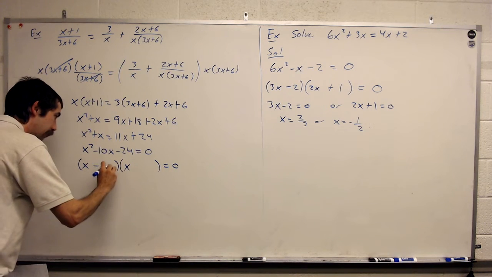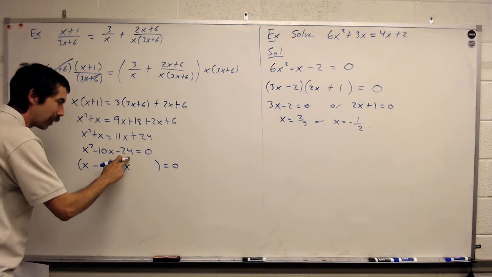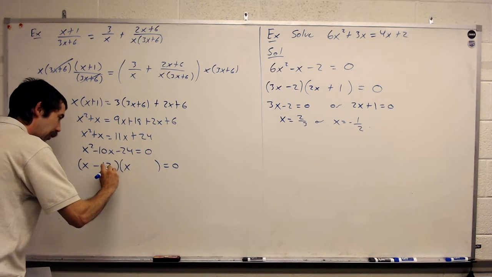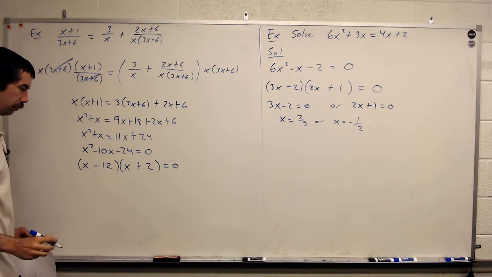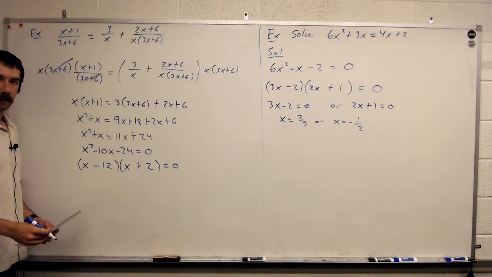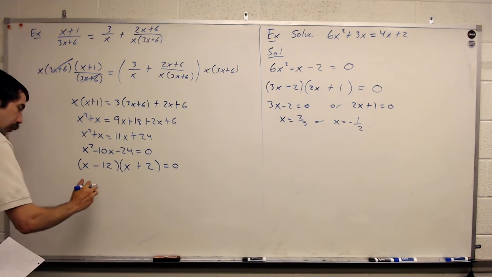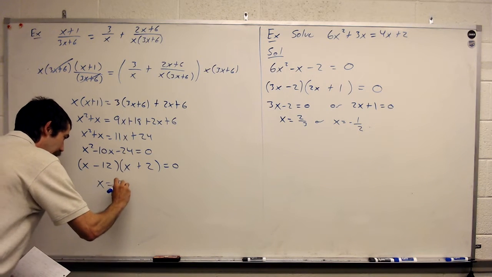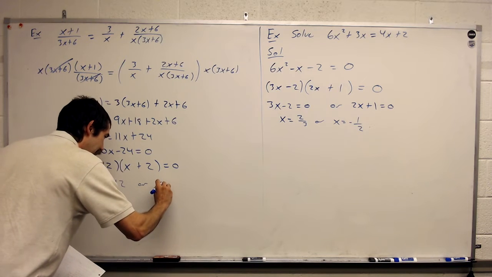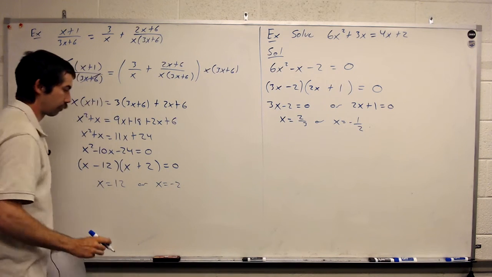We need two numbers that multiply to give us negative 24 and that, when you add them, give you negative 10. So negative 12 and 2. So we have that x equals 12 or x equals negative 2.